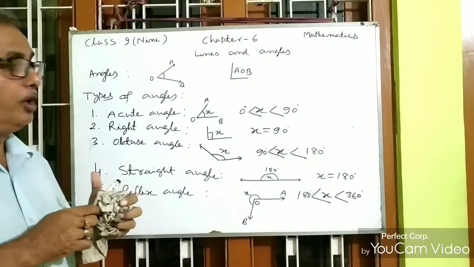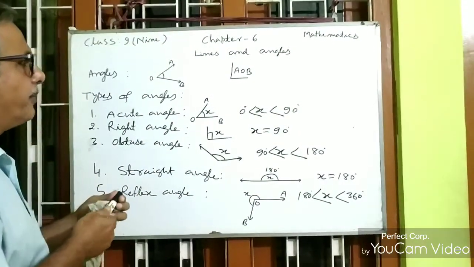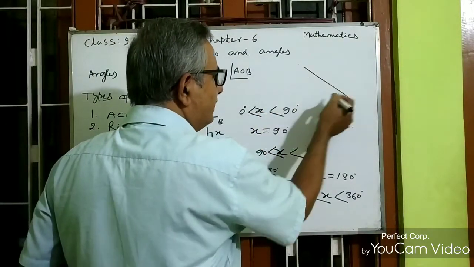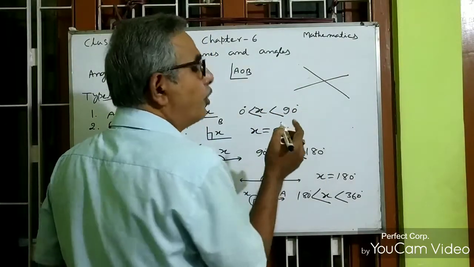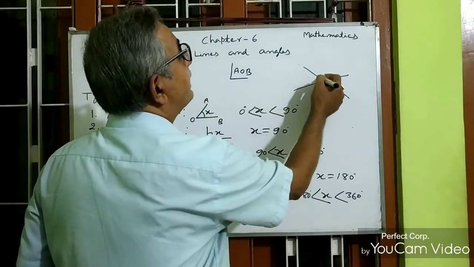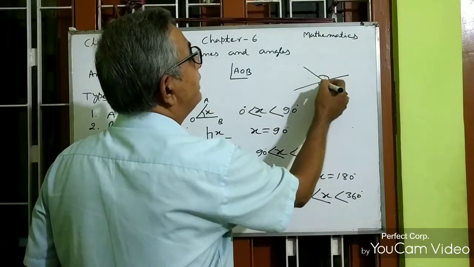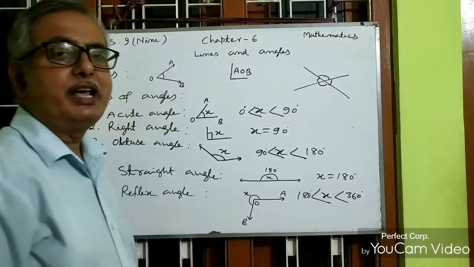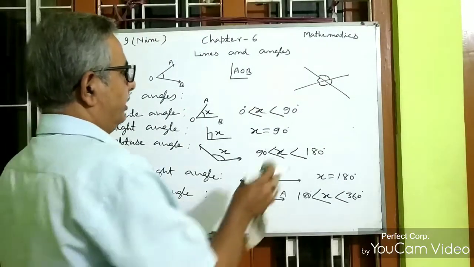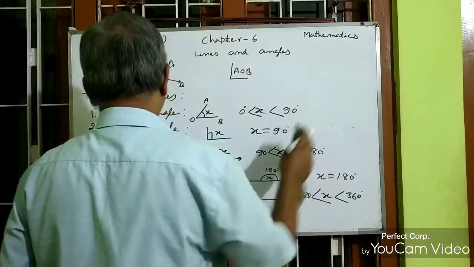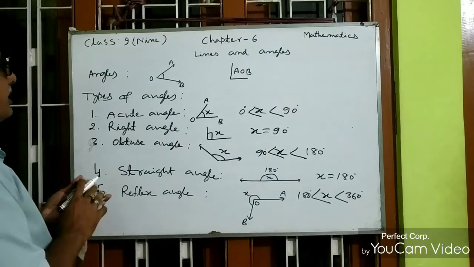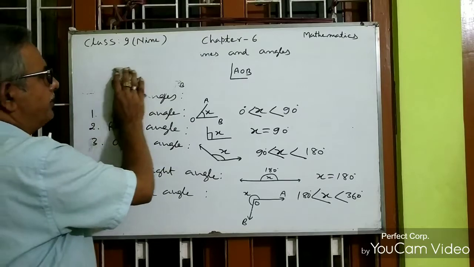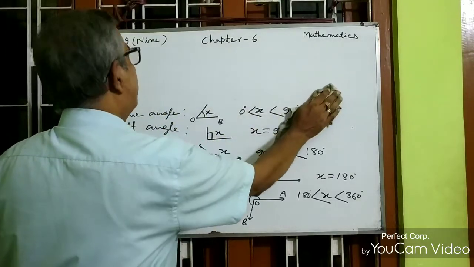vertically opposite angles. Whenever two line segments, suppose one line is like that, another is like that, so you are getting vertically opposite angles. This and this are vertically opposite angles. This angle and this angle, vertically opposite angles you are getting. So you understood vertically opposite angles. Should I rub it now? I think it should be removed from the board, and we are coming to the lines, different types of lines.